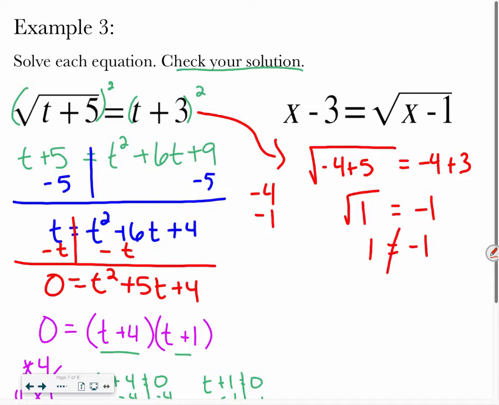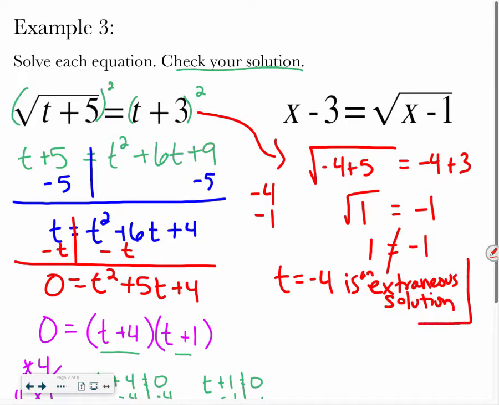So that means t equals negative 4 is extraneous. It is an extraneous solution. An extraneous solution is when you plug that number back in and it doesn't end up working. That becomes an extraneous solution.